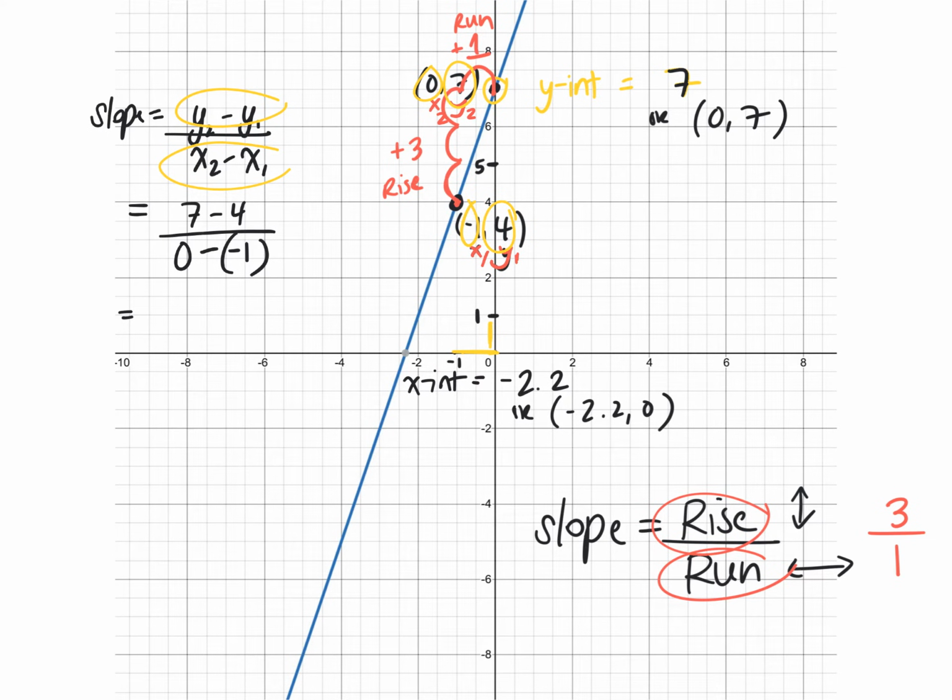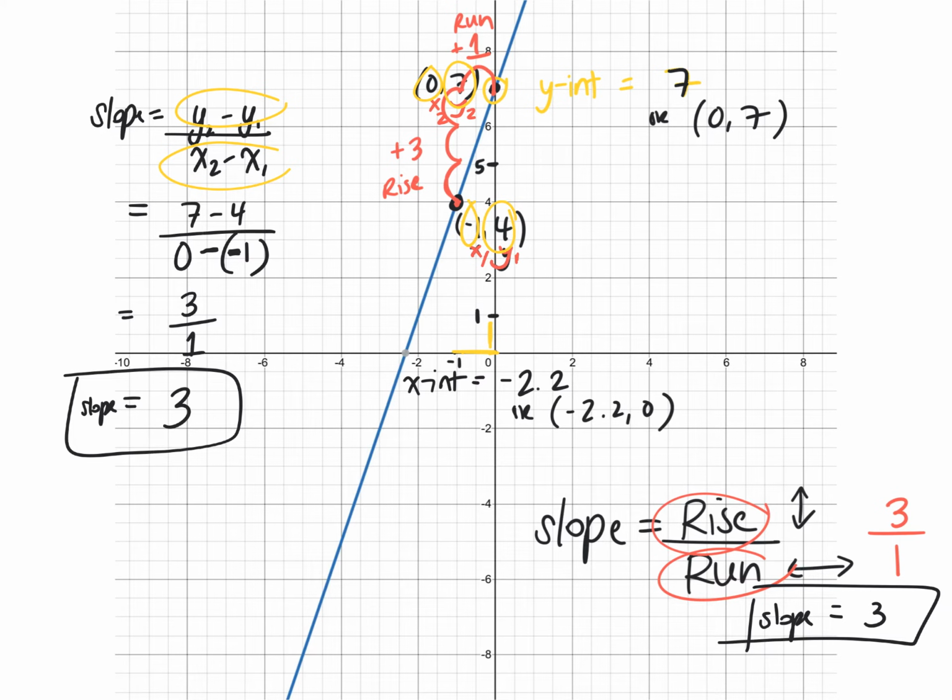So 7 take away 4 is 3, and 0 take away negative means we add 1. What's 3 divided by 1? 3. So the slope is equal to 3, and that's the same thing we got over here. Slope is equal to 3. So you can do it either way, okay? So now we know the slope is 3 and the y-intercept is 7. How would we write the equation? That's going to be another question you're going to be asked on the quiz.